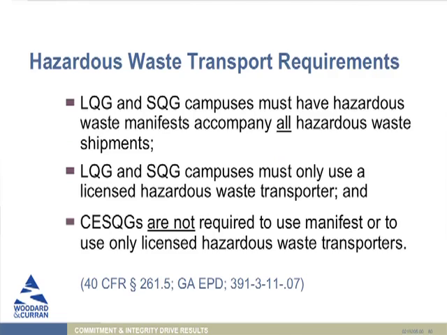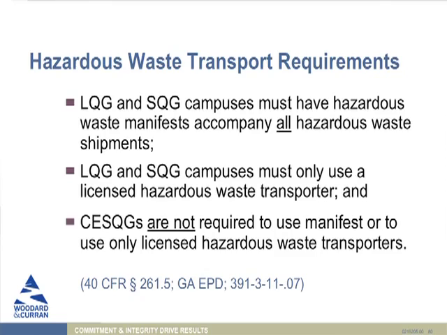What is important is that for a large and small quantity generator, you have a manifest, a shipping record for every waste shipment that leaves the campus. Conditionally exempt small quantity generators don't have to worry about this. But if you are a larger small quantity generator, you must have a manifest for every shipment. You have to use a licensed waste transporter. Conditionally exempt small quantity generators aren't required to do that. They can use anybody they want, they can ship it themselves, they can bring it to somebody else.